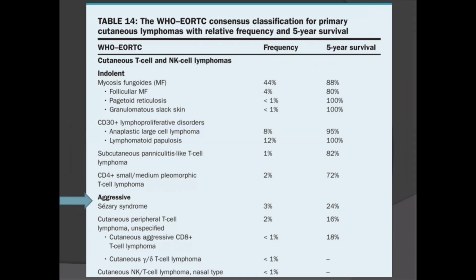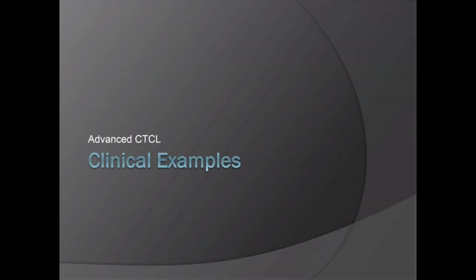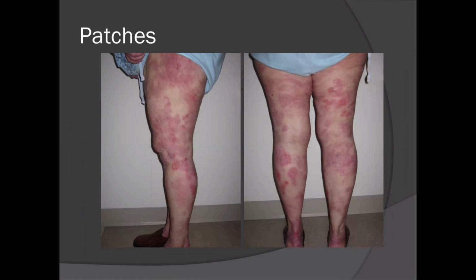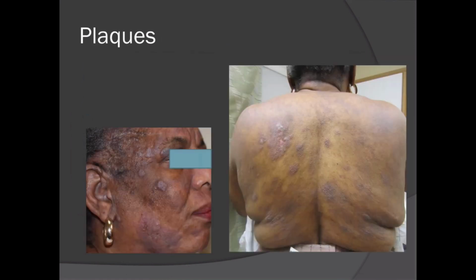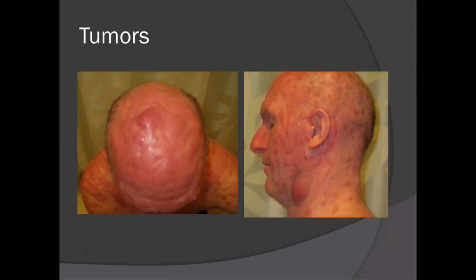Additionally, when you look at the classification system, we'll be talking about classic MF as it progresses to involve lymph nodes and blood and in the tumor stage, and then also we'll be talking about some of the more aggressive subtypes of MF. So quickly, a few clinical examples. What does this look like on the skin? This is a patient with patch stage disease. This is a patient with follicular plaques. Here we see an example of widespread tumors.